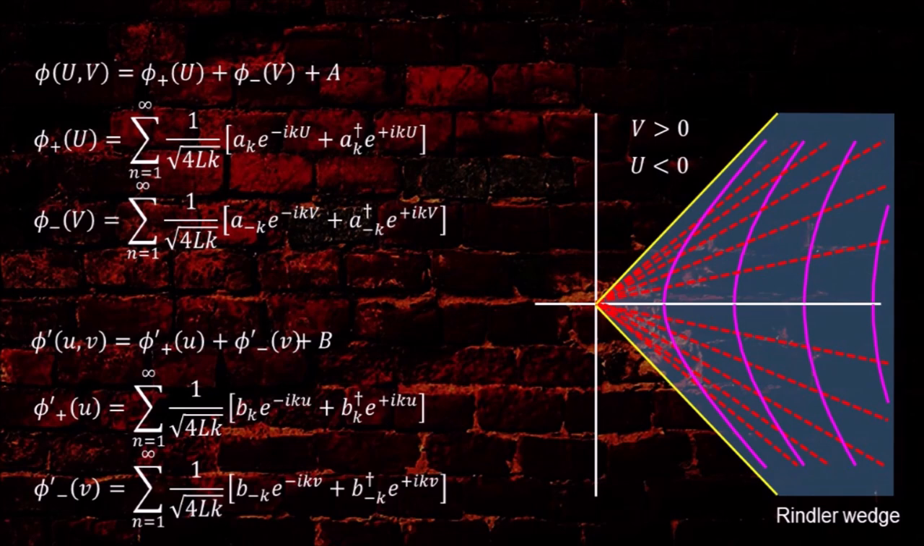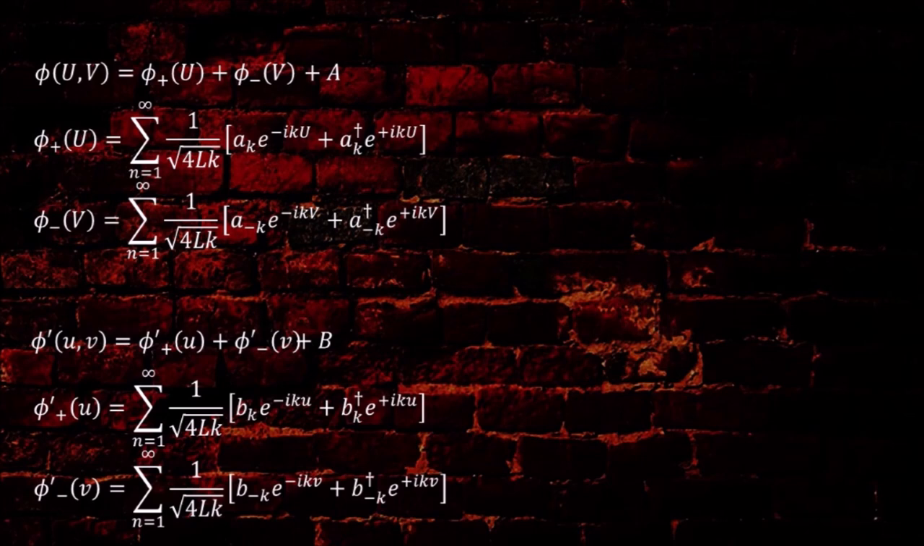Since u is always negative and v always positive, we can never get these terms and these terms to match. We can never get phi plus to be the same as phi minus. The two terms never speak to each other, which means we can analyze them separately. What would be interesting to know is how phi minus, for example, is related to phi plus and phi minus down here.